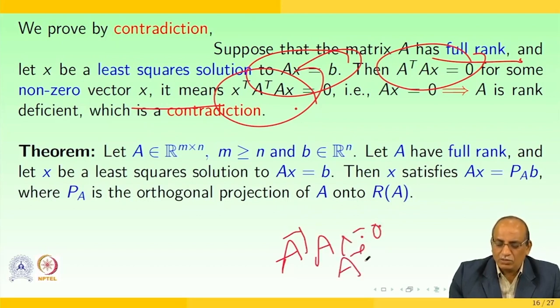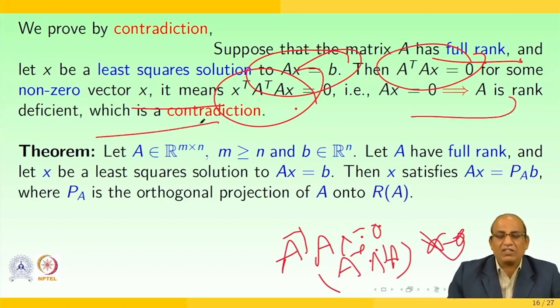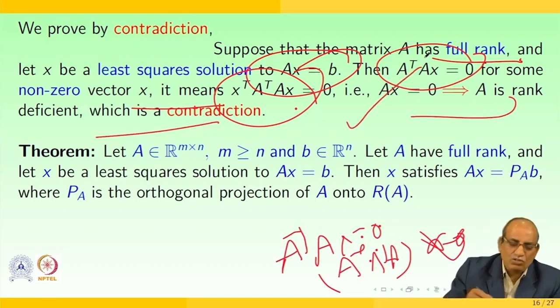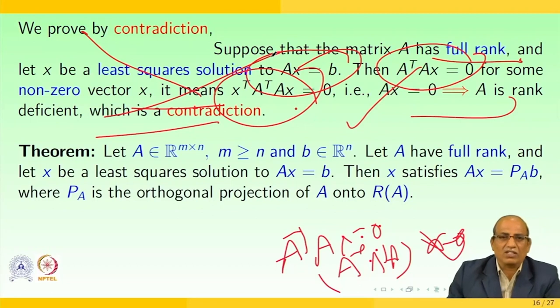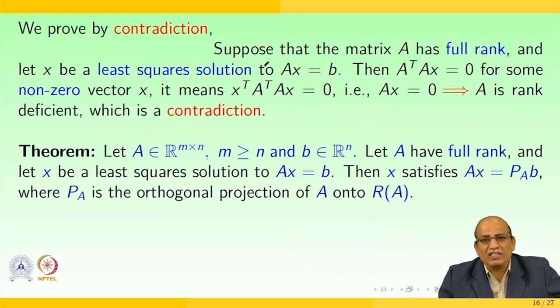That means A transpose of A operating on X is equal to 0. Is it wrong? That is, AX is equal to 0 and A is rank deficient, which is a contradiction. So, that means A becomes rank deficient, and you will not be able to do this. It's a contradiction.